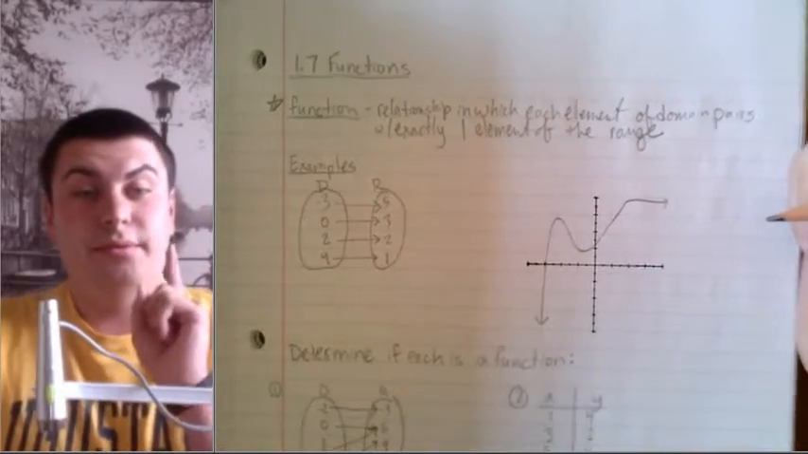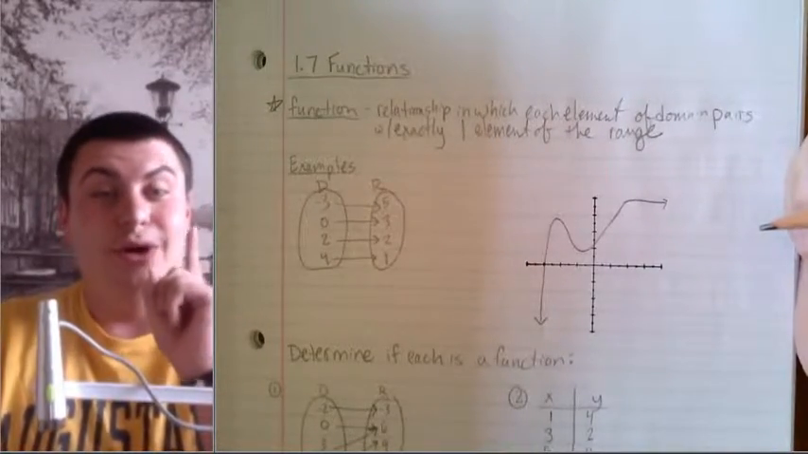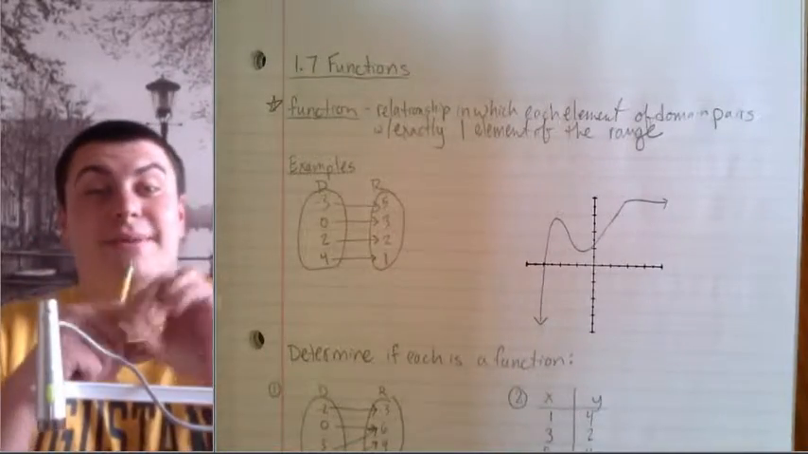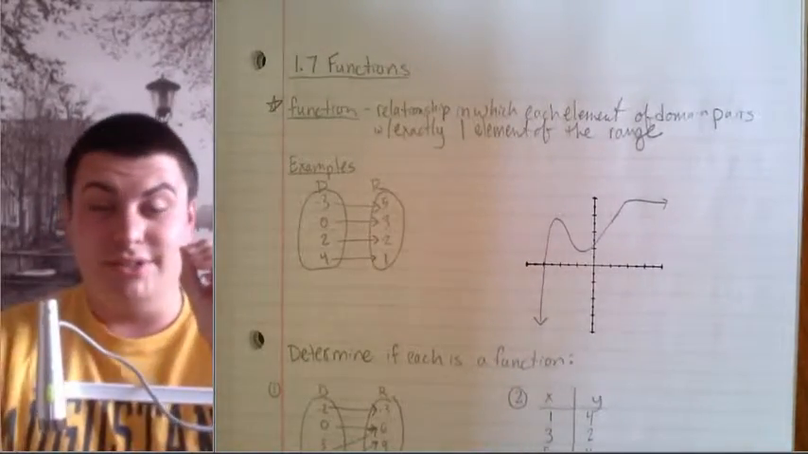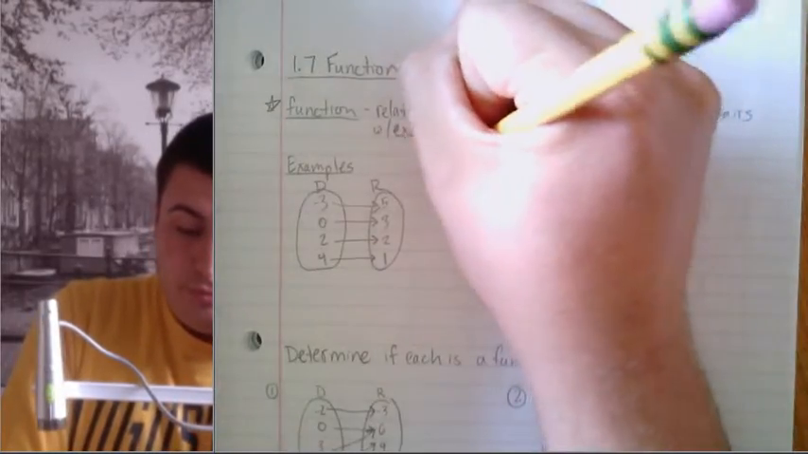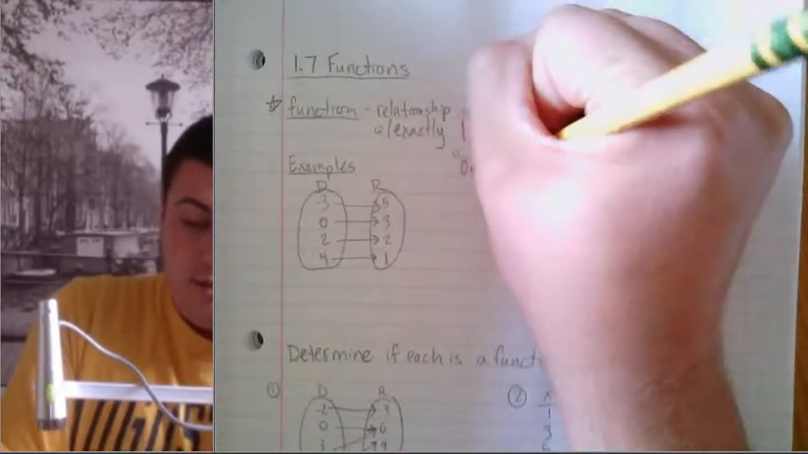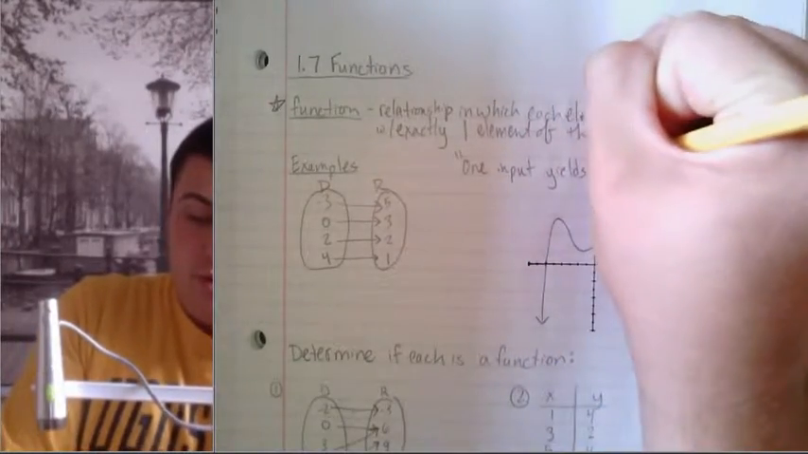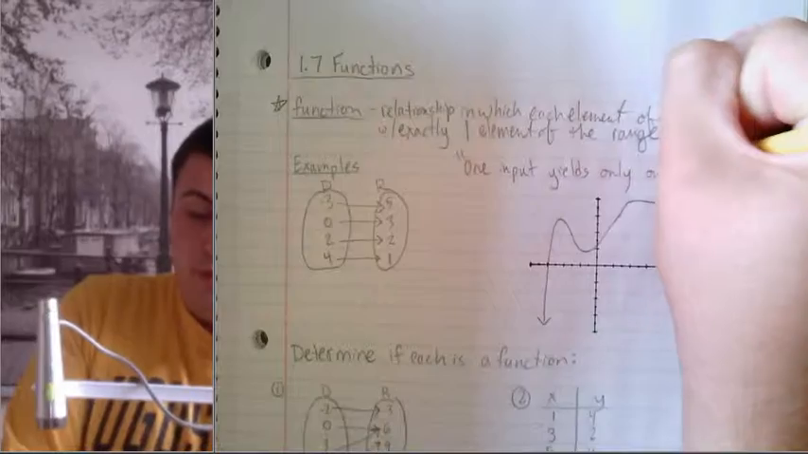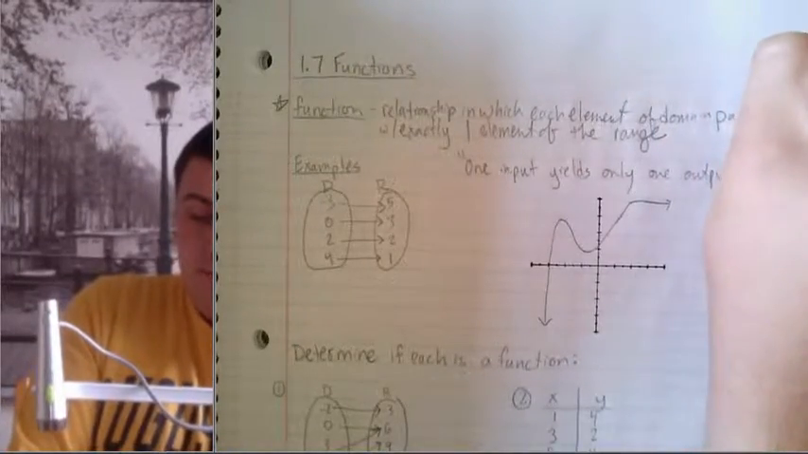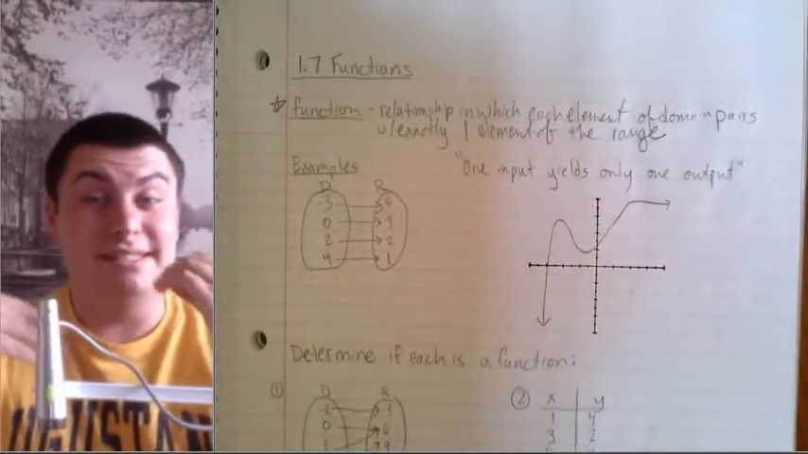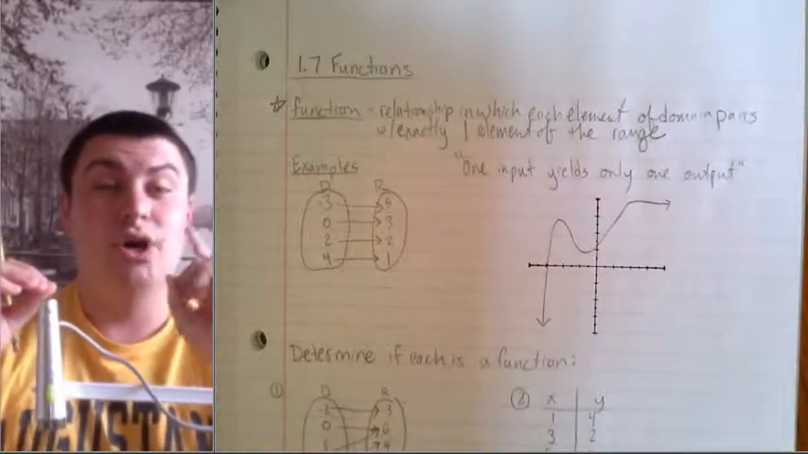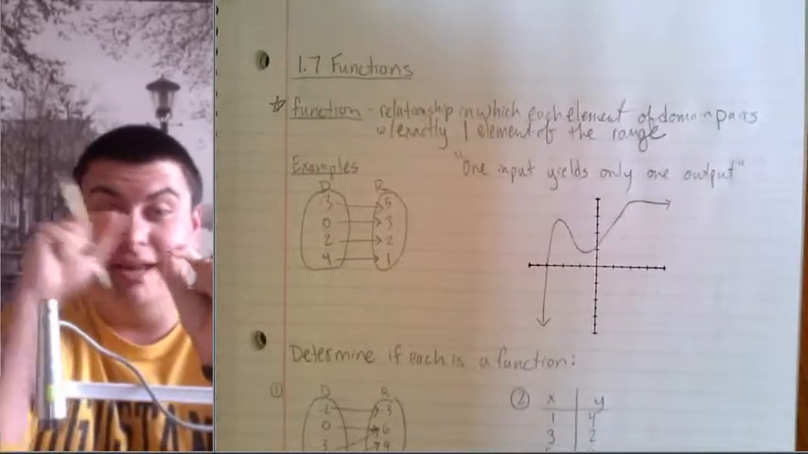So one domain can only correspond to one element in the range. So think about this. One input yields only one output. Now, several inputs can yield the same output, but only one input can have one output.